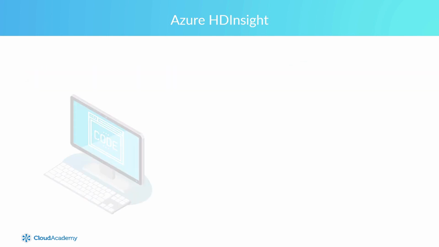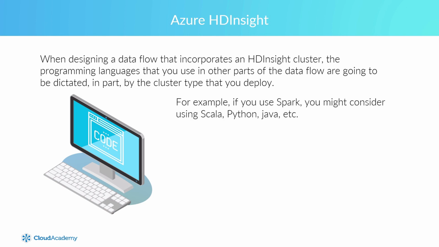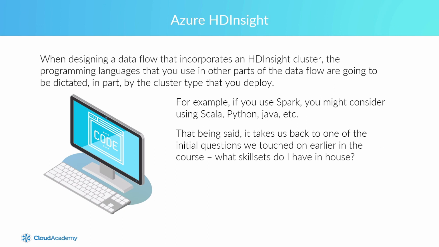When designing a data flow that incorporates an HDInsight cluster, the programming languages that you use in other parts of the data flow are going to be dictated in part by the cluster type that you deploy. For example, if you use Spark, you might consider using Scala, Python, Java, etc. That being said, it takes us back to one of the initial questions we touched on earlier in the course.